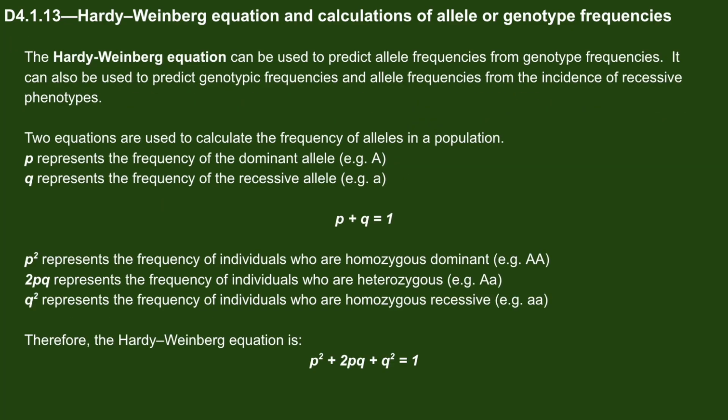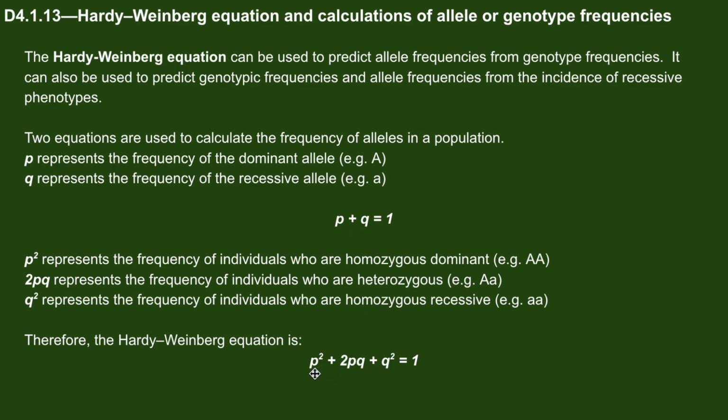All right, so the Hardy-Weinberg equation can be used to predict allele frequencies from genotype frequencies. We're going to have 2 equations. P represents the dominant allele and Q is the recessive. P plus Q will always equal 1.